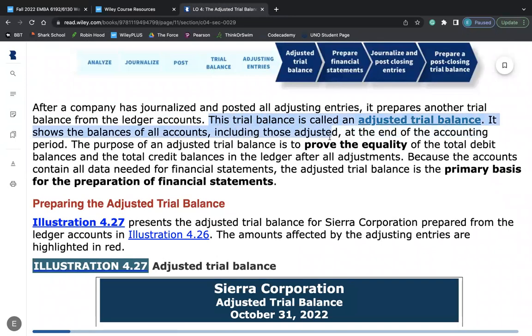It shows the balances of all accounts, including those adjusted, at the end of the accounting period. The purpose of the adjusted trial balance is to prove the equality of the total debit balances and the total credit balances after all adjustments. Because the accounts contain all the data needed for financial statements, the adjusted trial balance is the primary basis for the preparation of the financial statements.